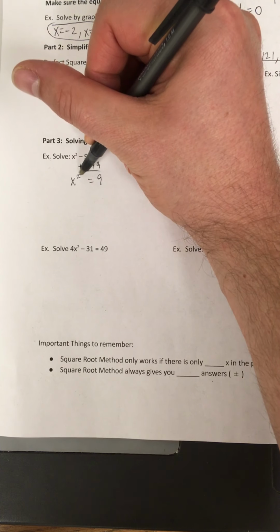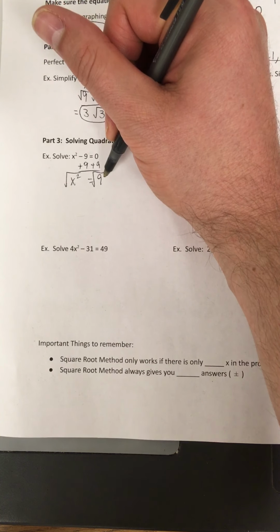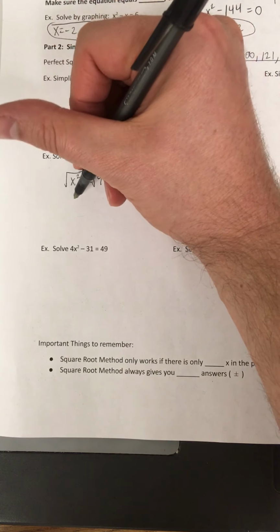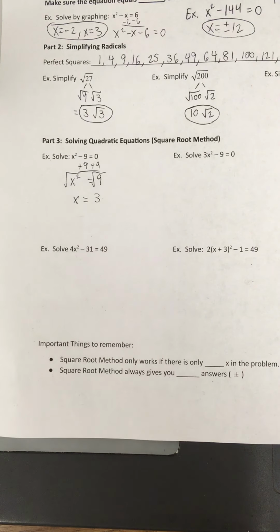How do you get rid of that square? You take the square root. And what's the square root of 9? It's 3. Now here's where people make a mistake. A lot of people want to say, okay, x equals 3. That's only half the answer.